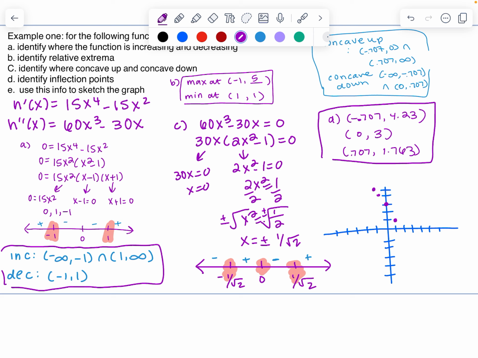0.3 is easier, and then 0.707, 1.763 is like right here. So those are a lot of points really close, but actually I'm going to change the colors of my points real quick just to help you a little bit. So these ones are inflection points.